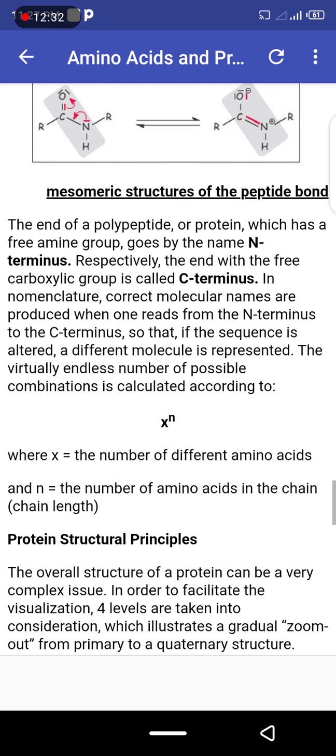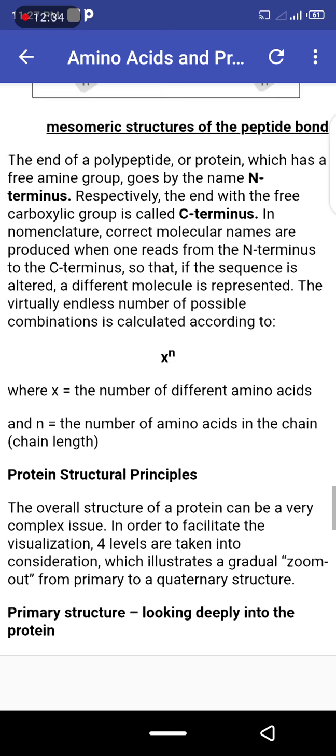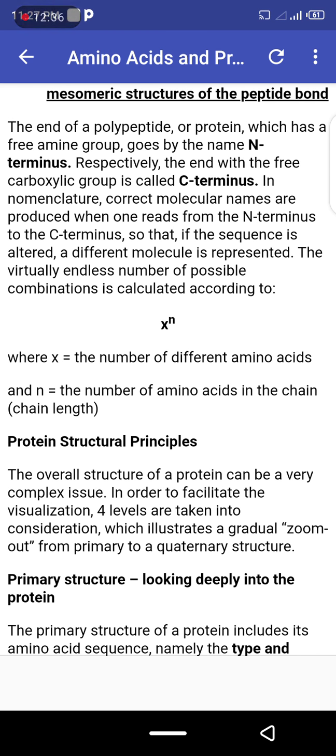The end of a polypeptide or protein which has a free amine group goes by the name N terminus. The end with the free carboxylic group is called the C terminus. In nomenclature, correct molecular names are produced when one reads from the N terminus to the C terminus, so that if the sequence is altered, a different molecule is represented.